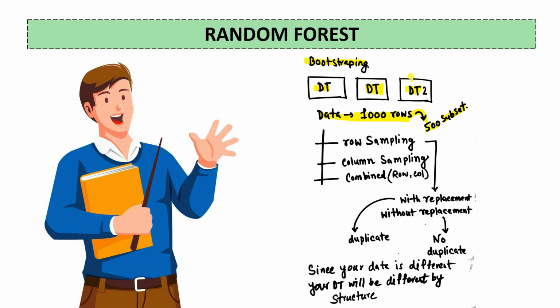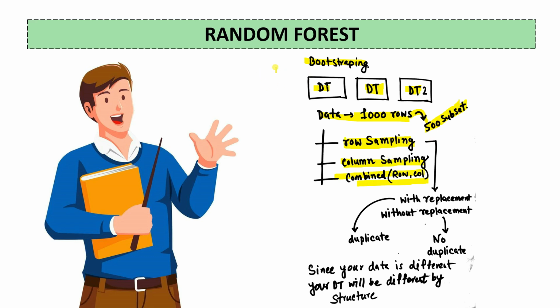But here are three techniques you can use in the case of sampling. You can see here randomly sampling, let's say, 5,000 data, but there is also a way to sample the data. The first one is called row sampling. The second one is called column sampling. And the third one is the combination of row sampling and column sampling.